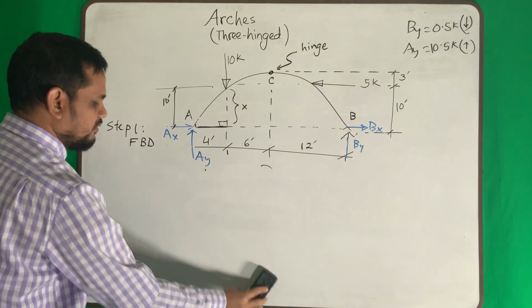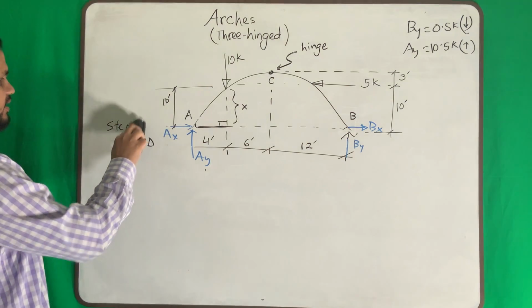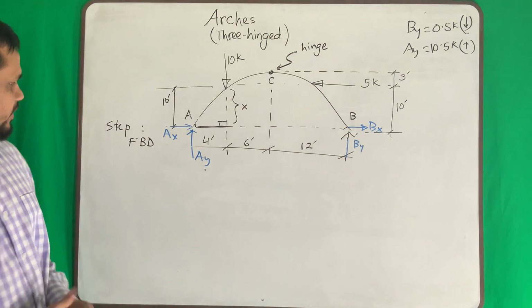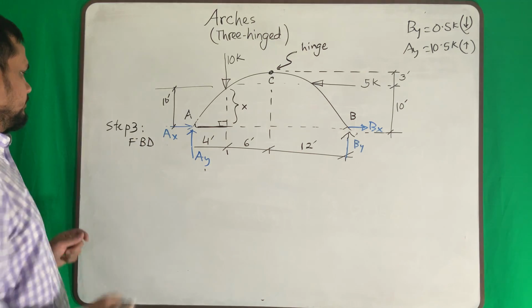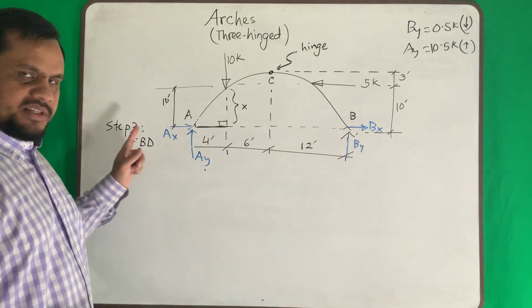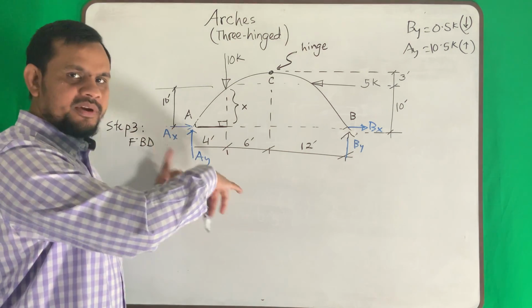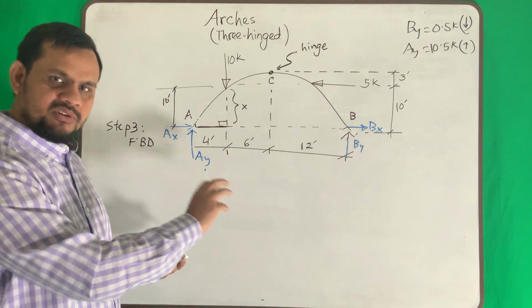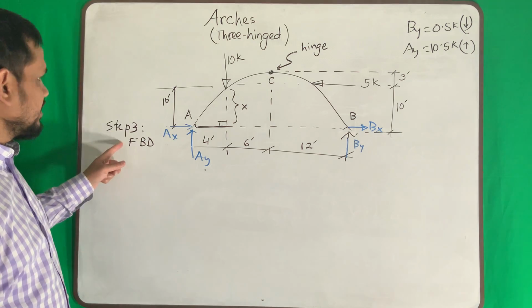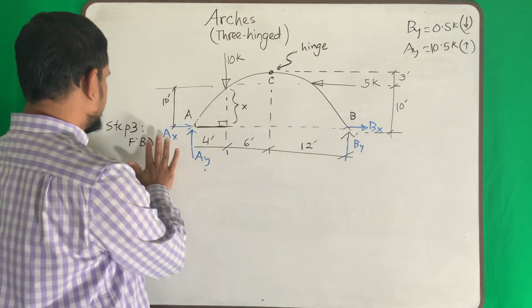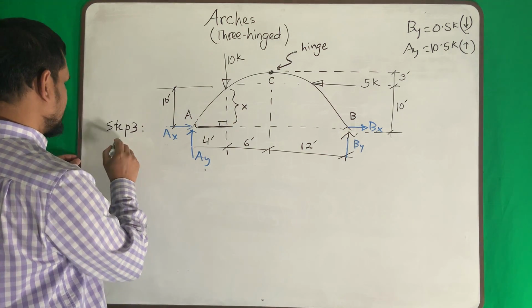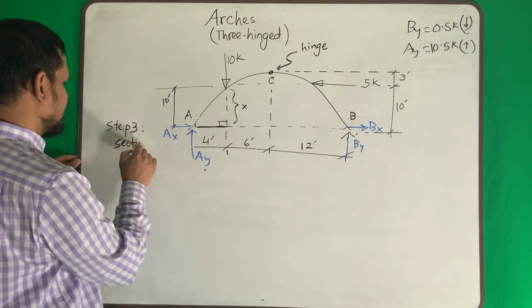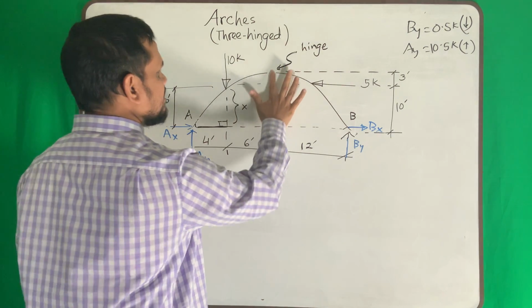Okay, so now we are going to step number 3. Step number 1 is free body diagram of the entire arch. Step number 2 was applying the equilibrium equation. Step number 3 is cutting somewhere or take section. In short, I can tell take section. I will cut somewhere here.